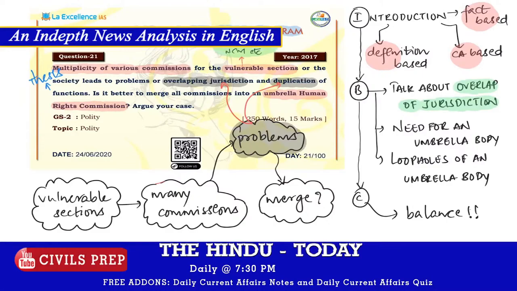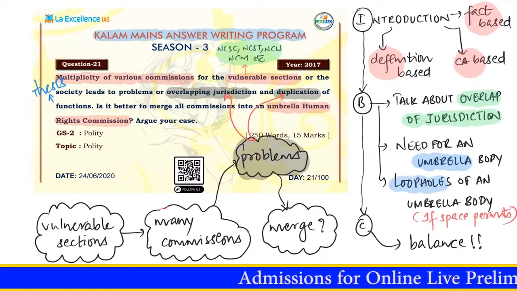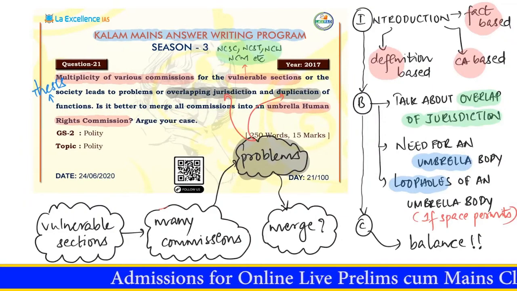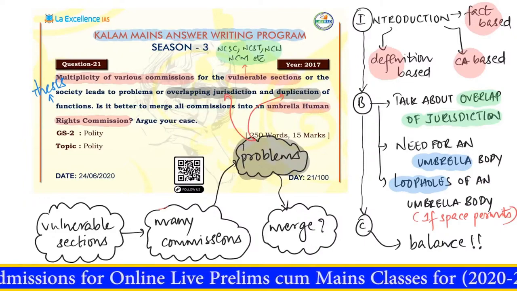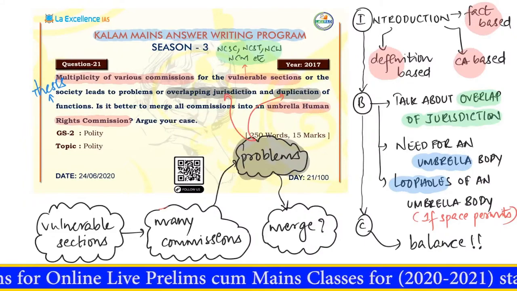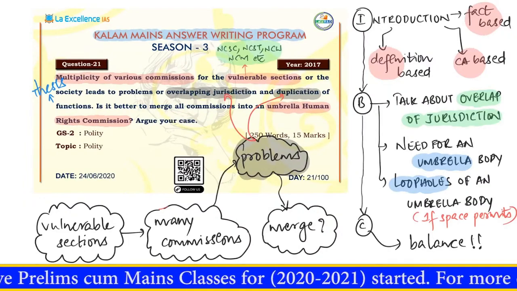And then I'll talk about the advantages of having an umbrella human rights commission. And then probably if I have enough space, I'll set up a subheading about the pitfalls that could be there when you have a super regulator like an umbrella human rights commission. And then I appropriately conclude my answer. Or if I don't have enough space, I'm going to merge that criticism of an umbrella human rights commission with the conclusion itself and finish off my answer and immediately move on to the next answer.